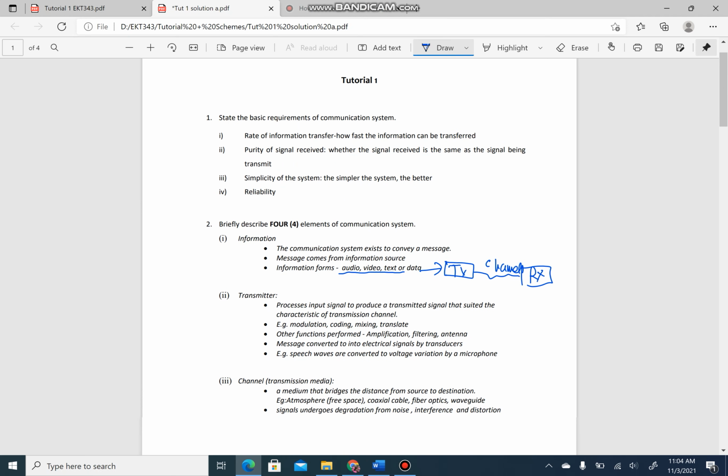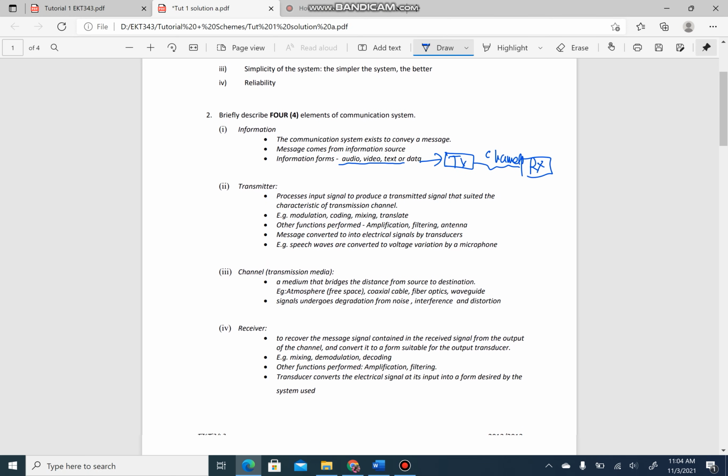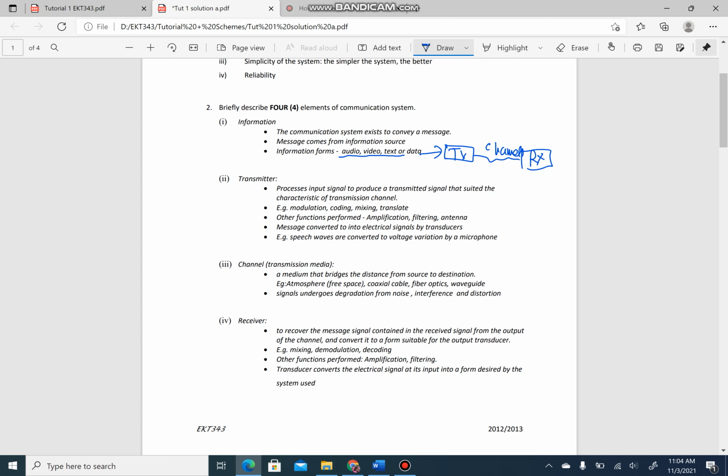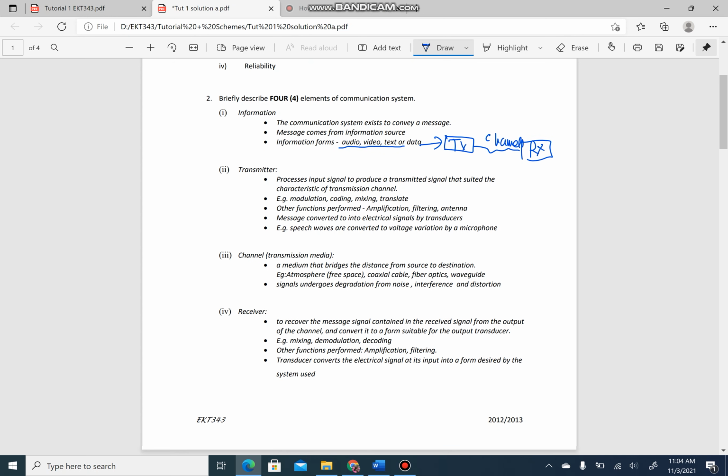So those are the basic requirements. Describe 4 elements of a communication system based on this figure, where you have the information as the input, the transmitter, the channel, and also the receiver part. So we need to describe all of those stages of the elements.